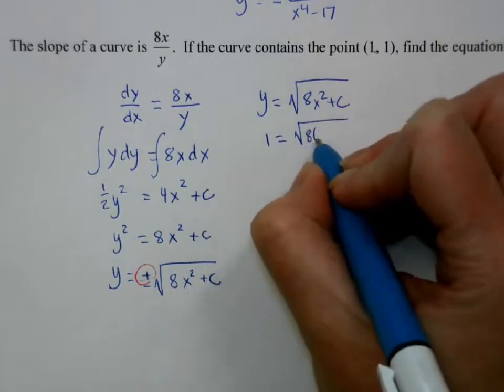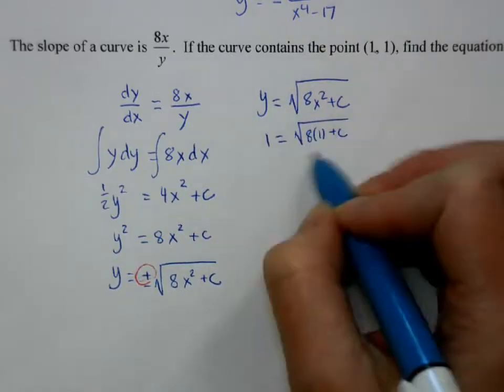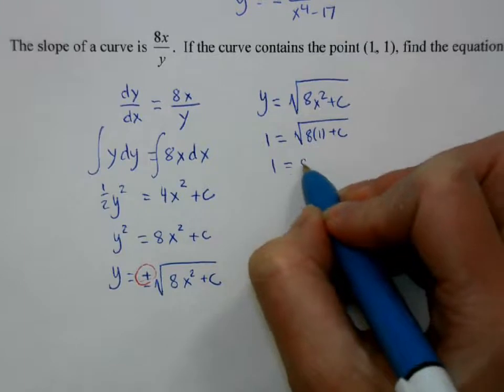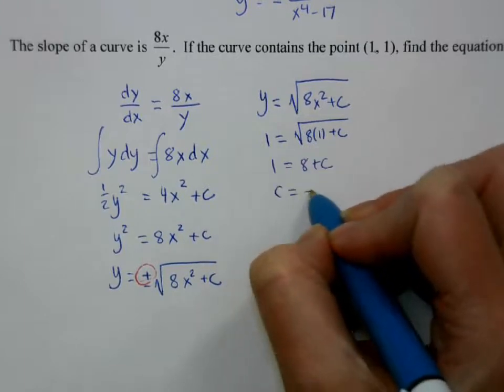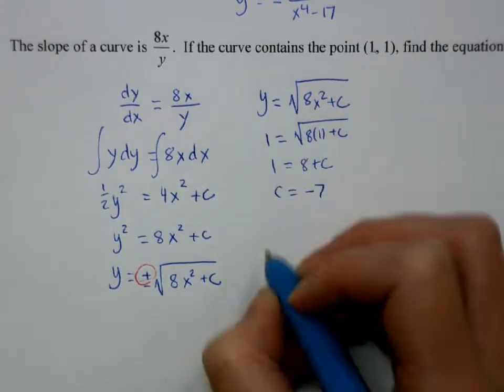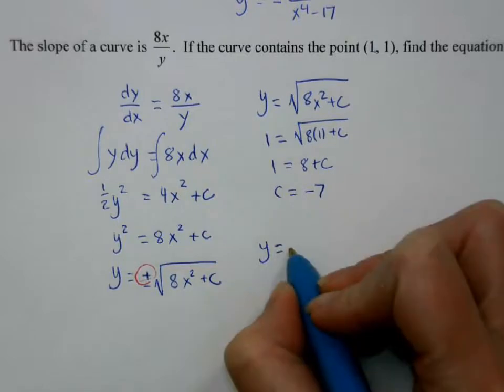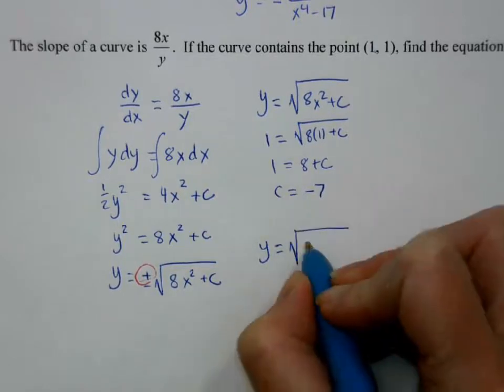So if I square both sides, 1 equals 8 plus c, so c is negative 7. So my final equation will be positive square root of 8x squared minus 7.